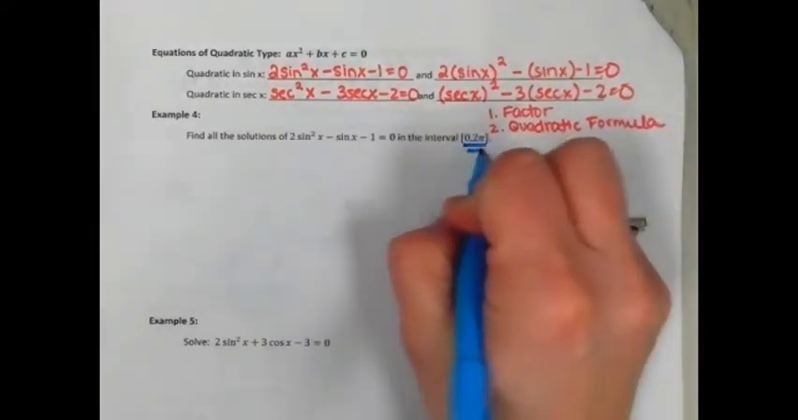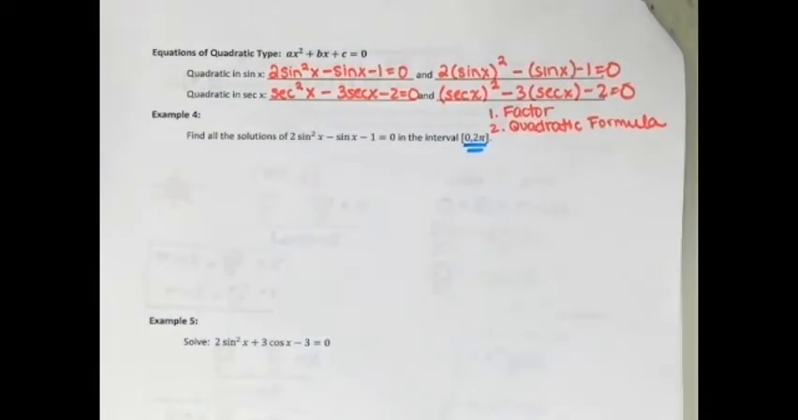Okay. Find all the solutions of 2 sine squared x minus sine x minus 1 equals 0 in the interval of 0 and 2 pi. Now, because we're given an interval, do we have to do the general solution where we add the 2 n pi? No, because we want it just between these two. So if they give us that interval, we do not have to add the 2 n pi or the n pi, okay?